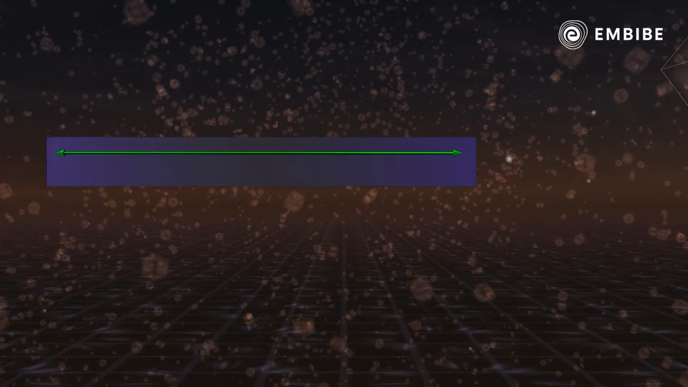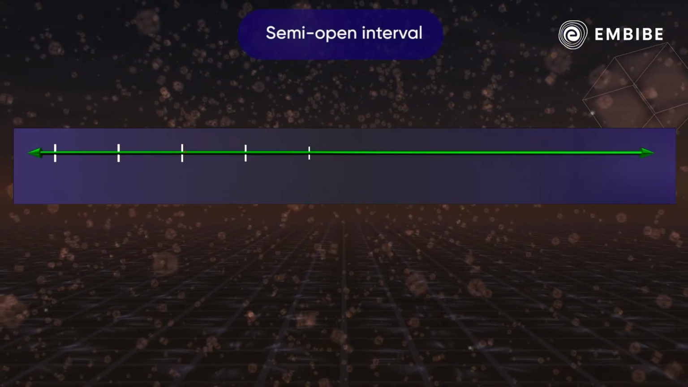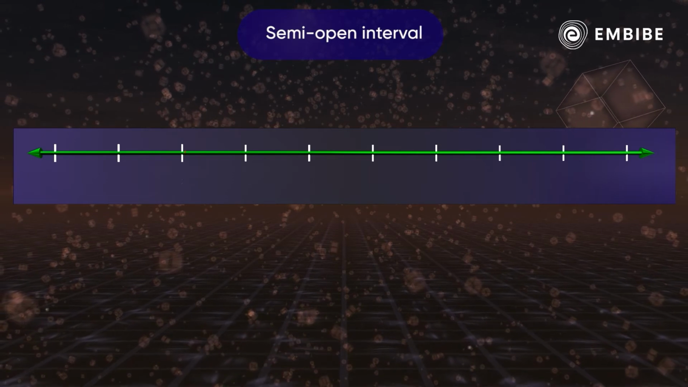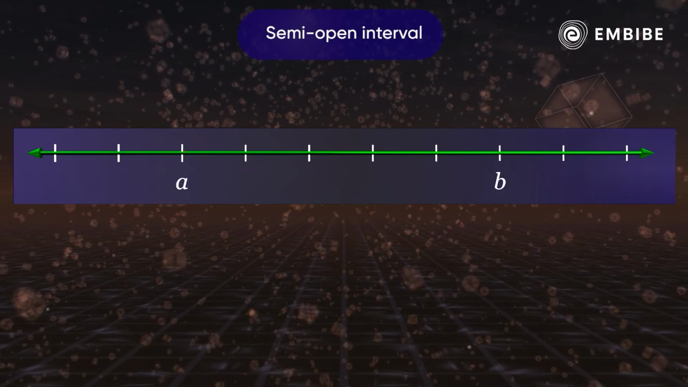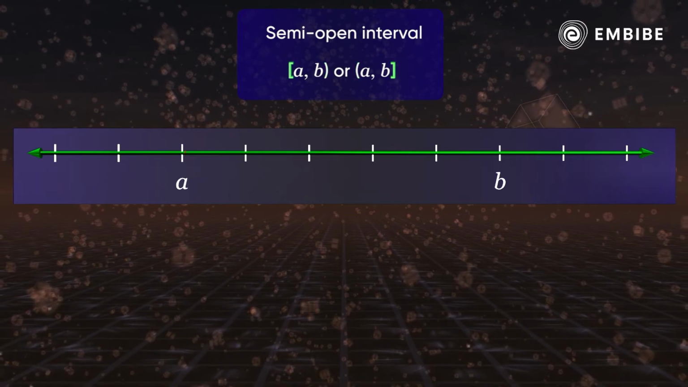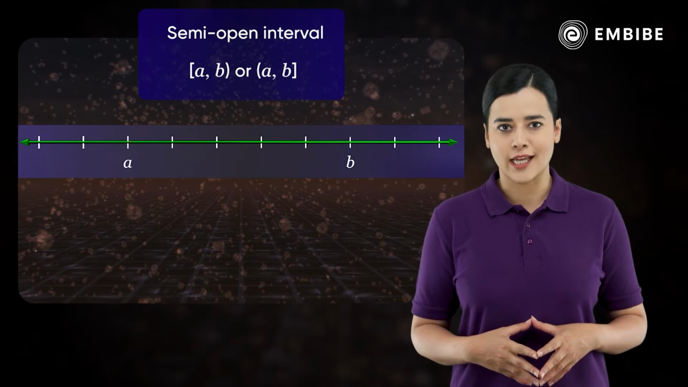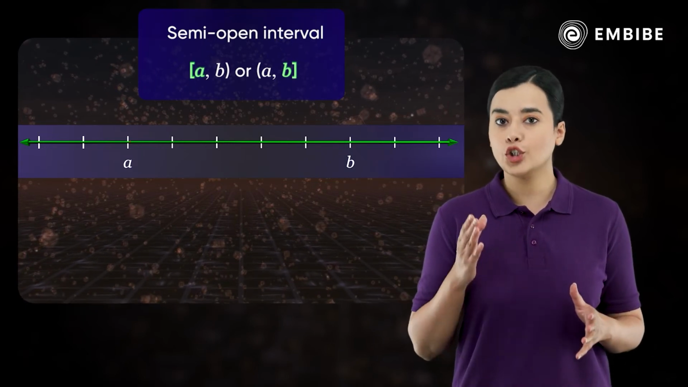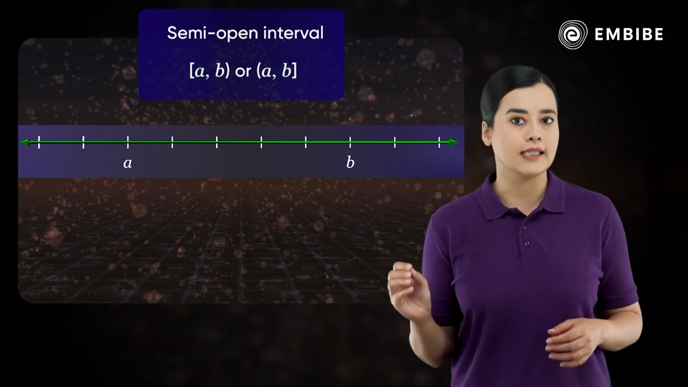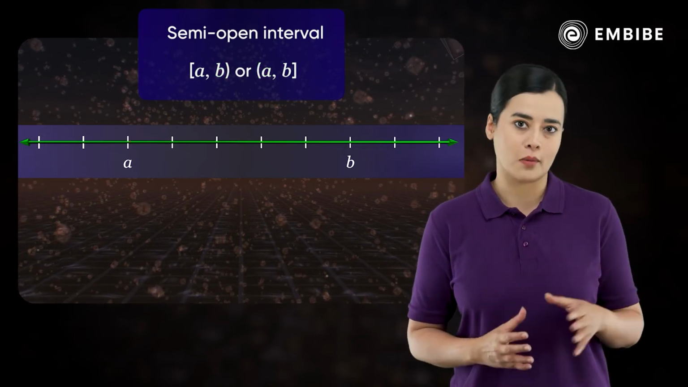An interval can be semi-open too, that is, open from one side and closed from the other. A semi-open interval can be represented using a curved bracket on one side and a square bracket on the other. As the definition suggests, the endpoint at the closed side is included in the interval and the endpoint at the open side is excluded from the interval.